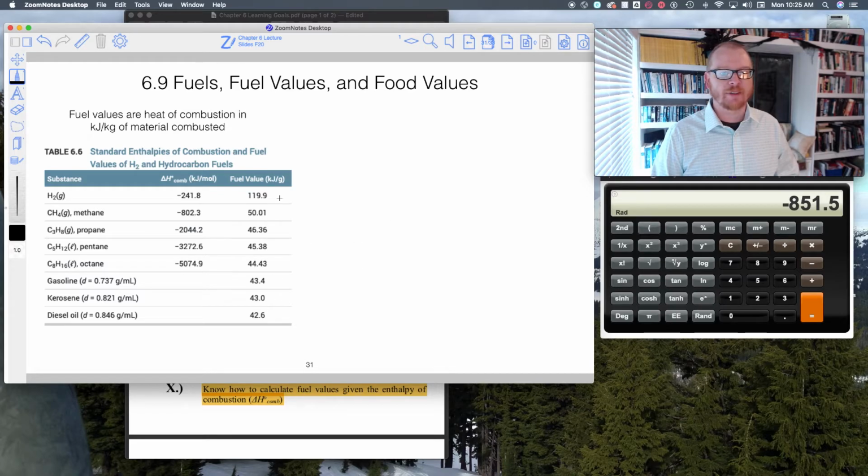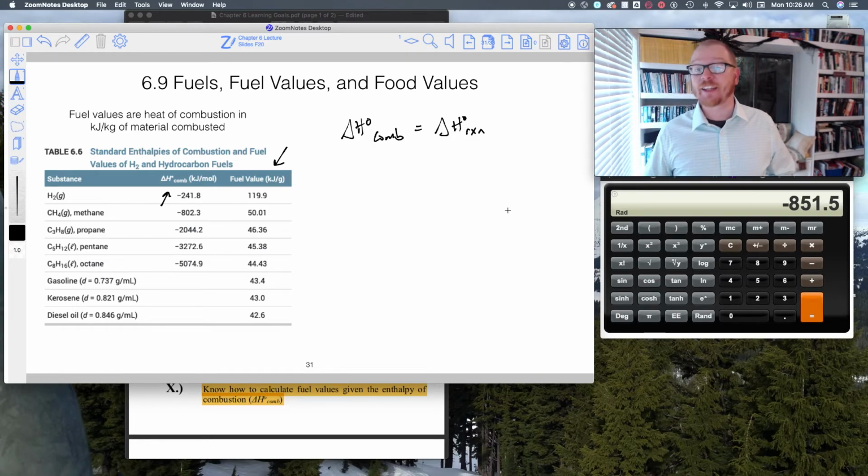And so that leads nicely into this discussion of fuel values and food values. I'm only going to talk about this very briefly, okay? So fuel value is, I kind of mentioned this earlier with the bomb calorimeter, okay? So fuel values and heat of combustion values are very similar. And so we'll say this delta H of combustion is the same thing as delta H of reaction, specifically for a combustion reaction, right?